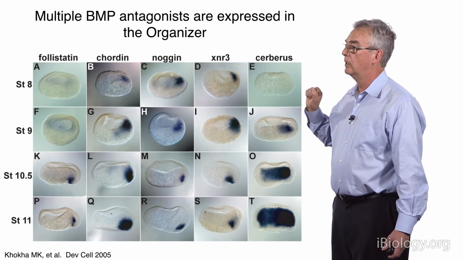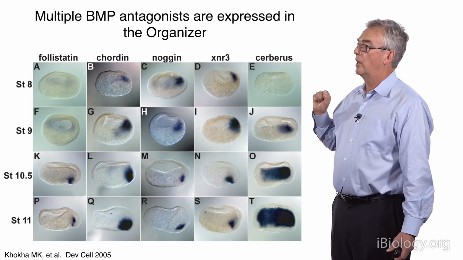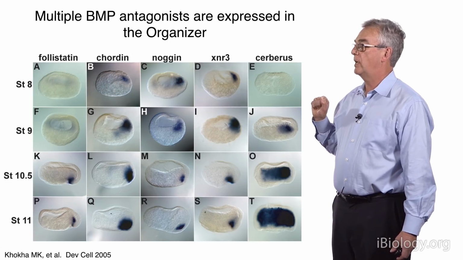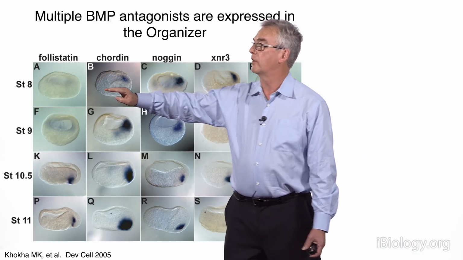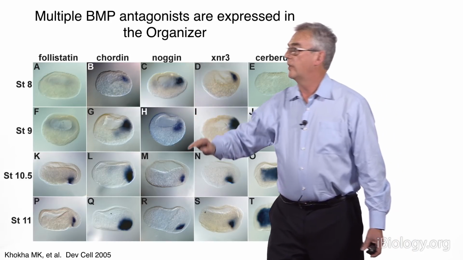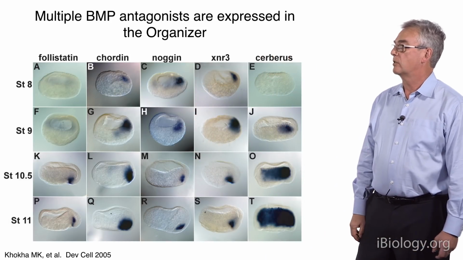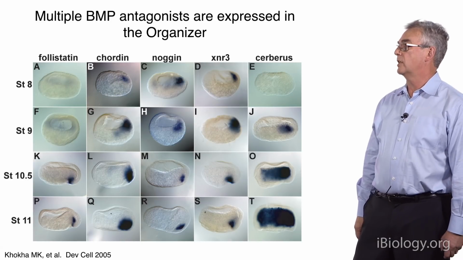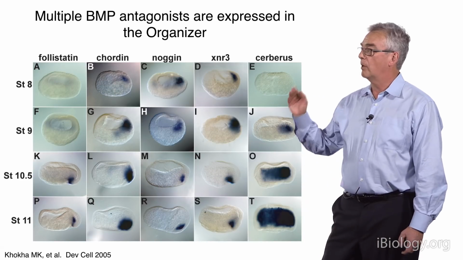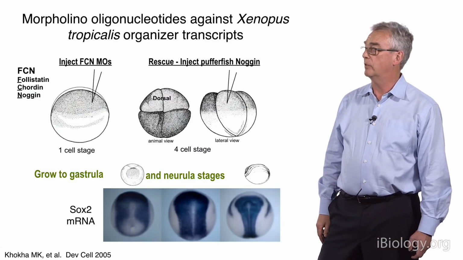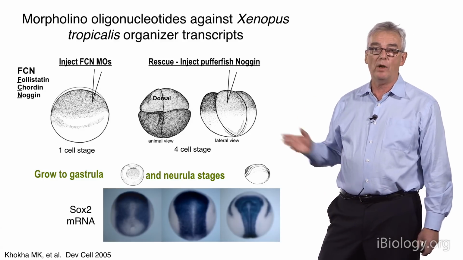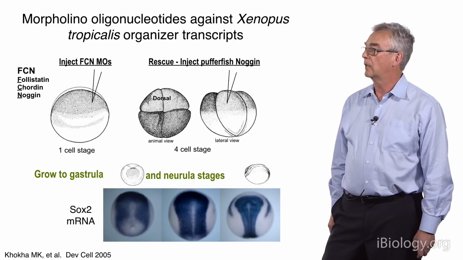So looking at all these, they're all expressed in the organizer, and they all have some similar anti-BMP activities. You can see that they turn on at different times. This is the early stage, so some are turned on very early. And then some are turned on in slightly different territories. And perhaps that's important in how they work in detail, but so far as we can tell, they all work essentially the same way. But there are a lot of them, and they probably have overlapping activity. And so if we try to knock down their activity, can we knock down one and get a result, or do we have to knock down many?